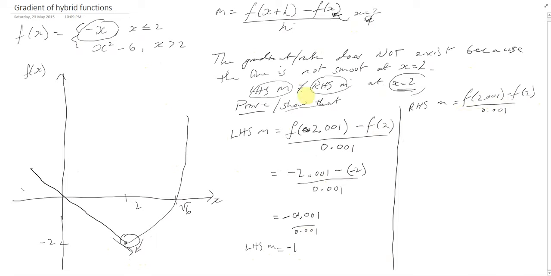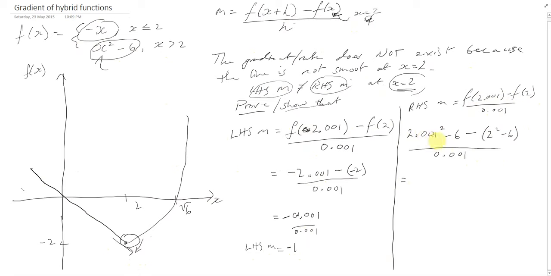Okay, so here our function's a bit different this time. Our function is x squared minus 6. So I'm going to put my x values in for this x squared. So let's do that. So we've got our 2.001 squared minus 6. Take away 2 squared minus 6, over 0.001.